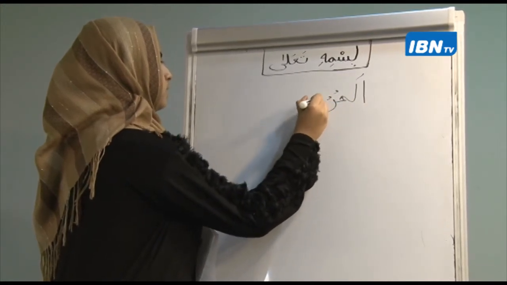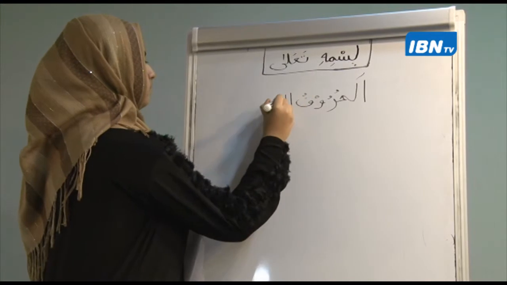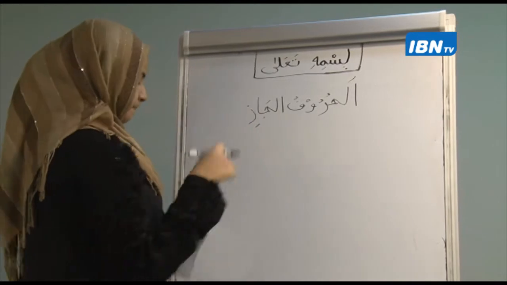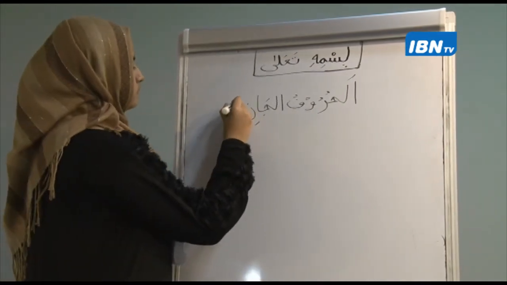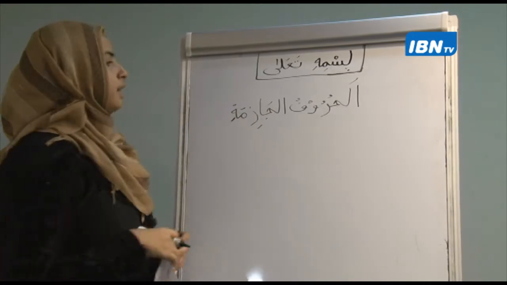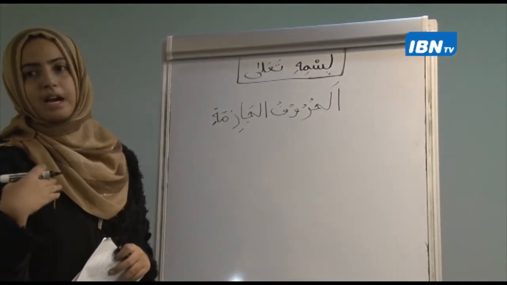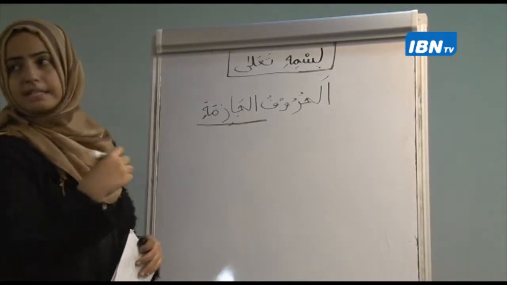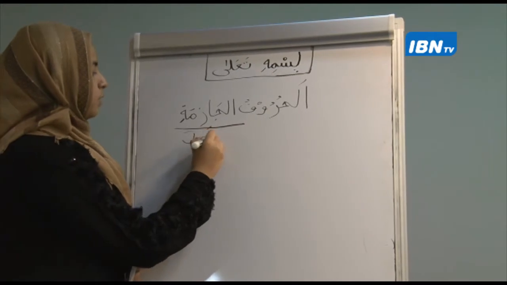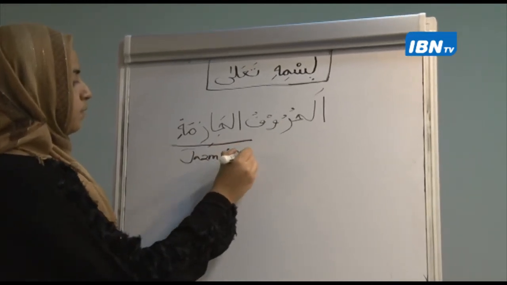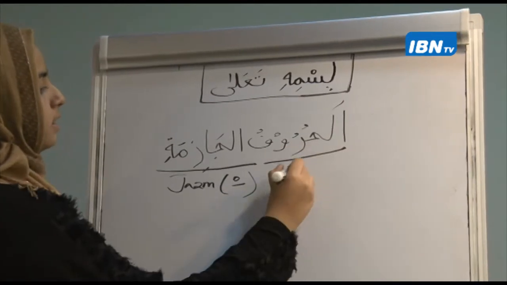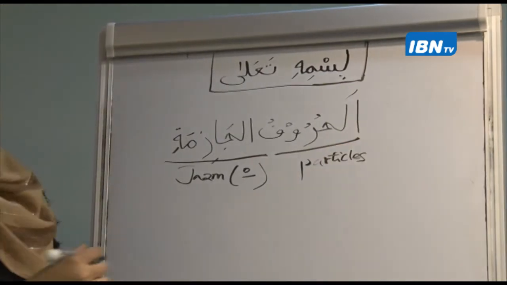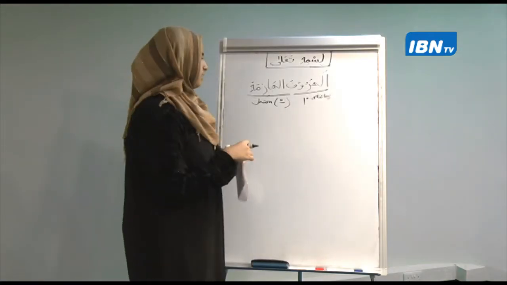الحروف الجازمة. Right? الحروف الجازمة, meaning these are the particles that carry the jazm. Jazima comes from the word jazm. You all know what that means. That is the sukoon, right? And huruf, these are the particles. So these are the particles that carry the jazm.